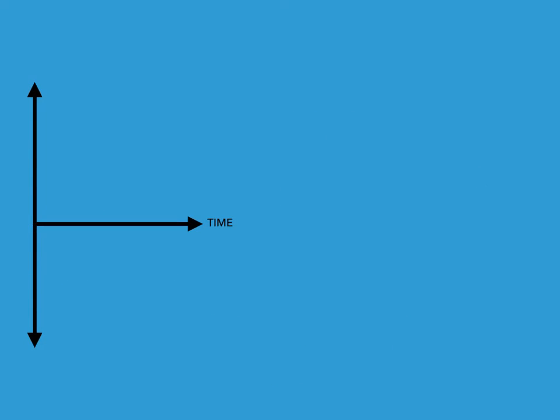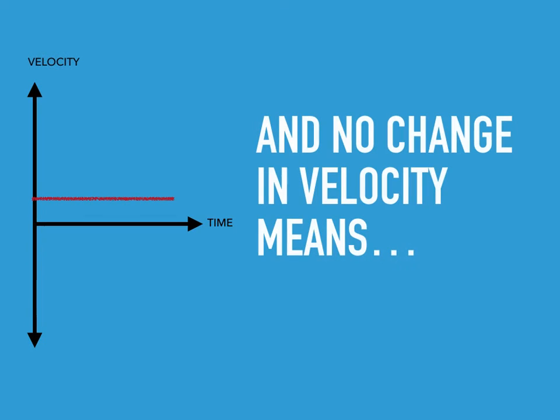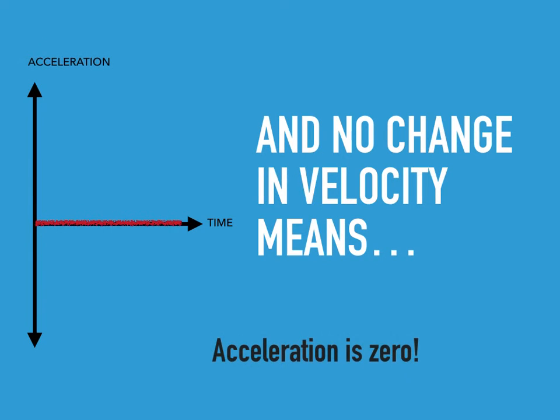So we go back to our position graph, and we notice that we have a positive slope on our position graph. This means that our velocity will be a constant positive value. So we can go back and pick a reasonable value. If we have no change in velocity, which is what this graph shows us, we can see that acceleration will be zero because our velocity graph had no slope.